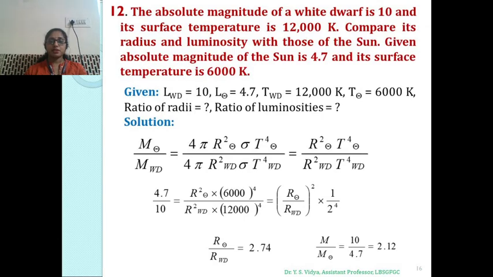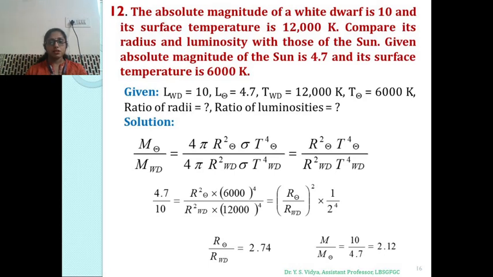The absolute magnitude of a white dwarf is 10 and its surface temperature is 12,000 Kelvin. Compare its radius and luminosity with those of the Sun. Given the absolute magnitude of the Sun is 4.7 and its surface temperature is 6,000 Kelvin. Here the absolute magnitude of the white dwarf is 10, that of the Sun is 4.7, the temperature of the white dwarf is 12,000 Kelvin and the temperature of the Sun is 6,000 Kelvin. We have to calculate the ratio of the radii and the ratio of the luminosities.